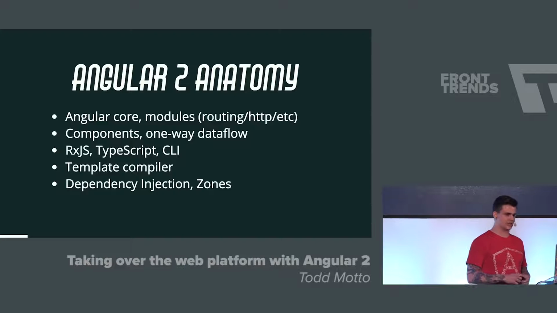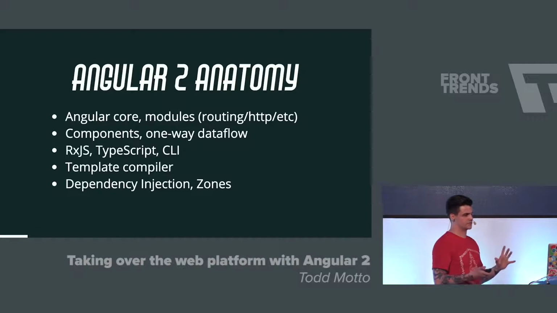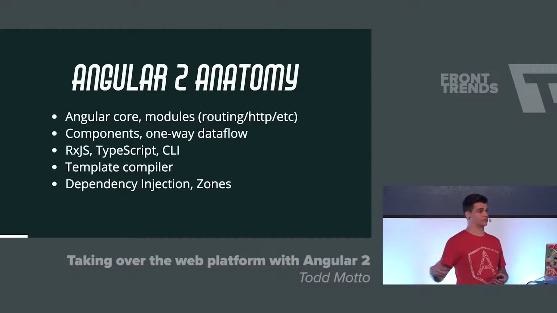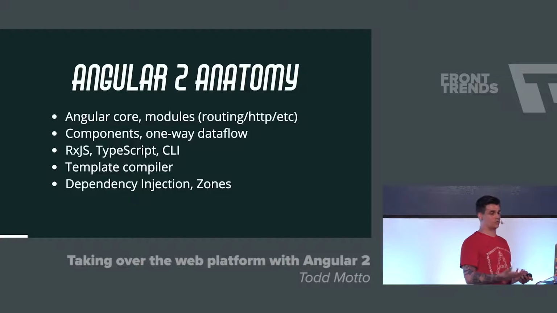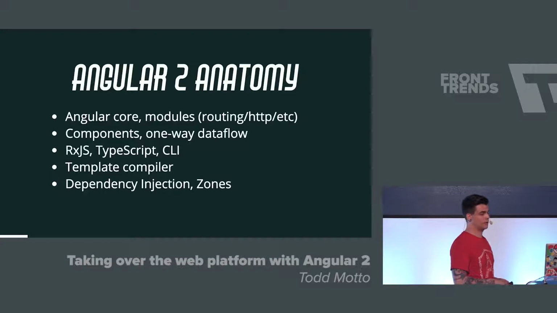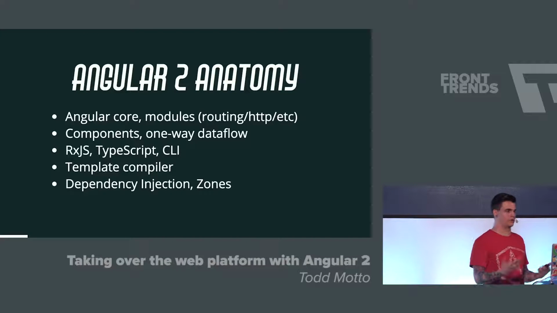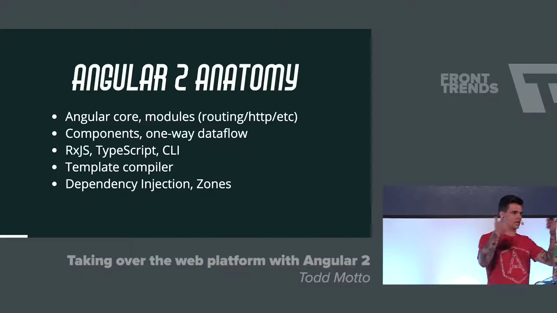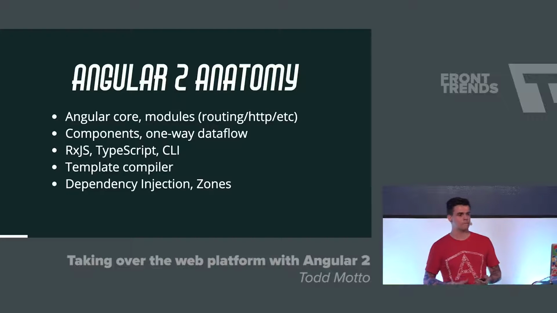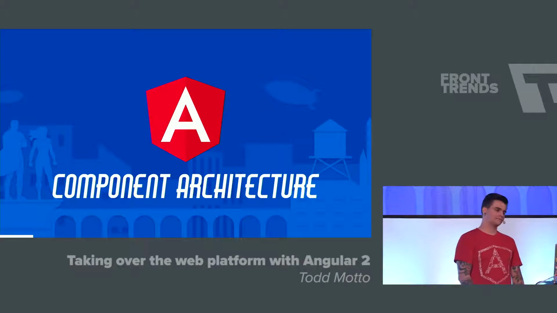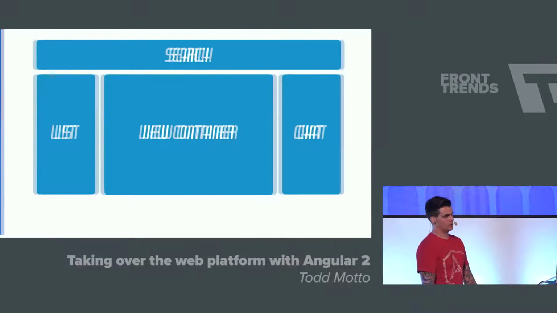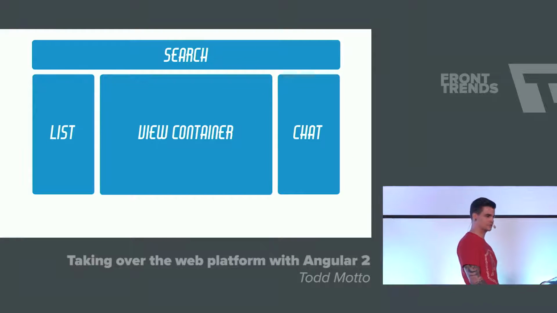Dependency injection and zones. We're not going to touch these, but they are two of the main pieces of Angular. Zones are how Angular does all the change detection. And dependency injection, if you've done back-end programming, is like asking for a dependency. In Angular 1, if you have a controller, you can ask for a scope object, for example.